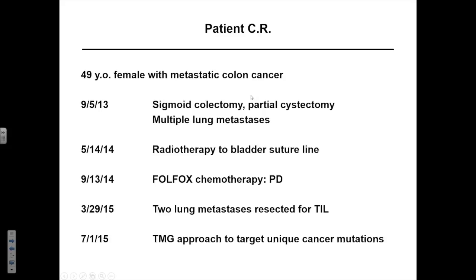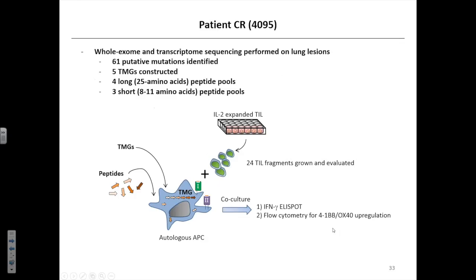She had 2 lung metastases that were resected for TIL, and we utilized this tandem mini-gene approach to target her unique cancer mutations. Well, her cancer had 61 putative mutations identified by the whole exomic sequencing. We constructed 5 tandem mini-genes as well as peptides and peptide pools. And again, here's the blueprint that we feel is potentially applicable if we can refine this and identify more antigens and, most importantly, identify the T-cell receptors that can be used for therapy.